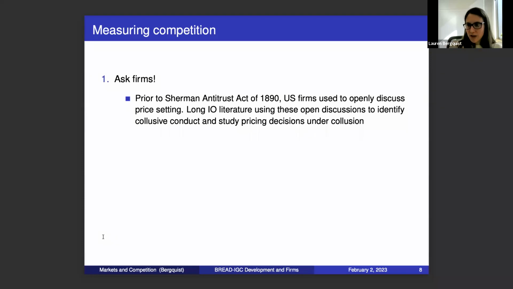So you can imagine, in the development context, we run surveys, we talk to firms quite a bit. You could just ask, are you competing? Are you colluding to set prices? How are you setting prices? So when you think about this approach in the context of developing countries, what do you see as the pros and cons overall, and then in particular with development?